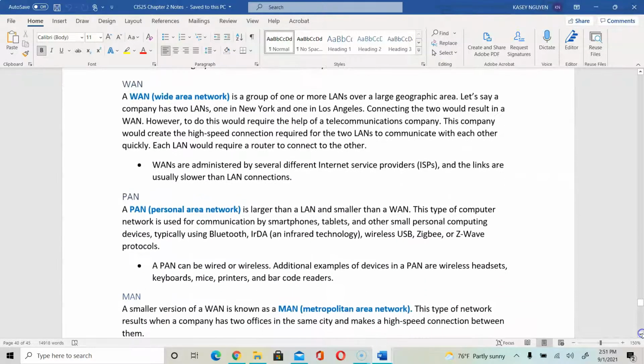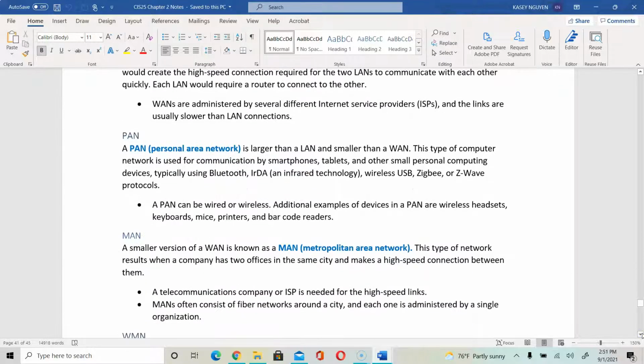PAN is going to be personal area network, that will be your home, in which you have smartphones, tablets, and personal systems that will be connected. That could be Zigbee, Z-Wave, wireless, or Bluetooth, and a combination of those. MAN is the small version of WAN, and that would be considered metropolitan area network.